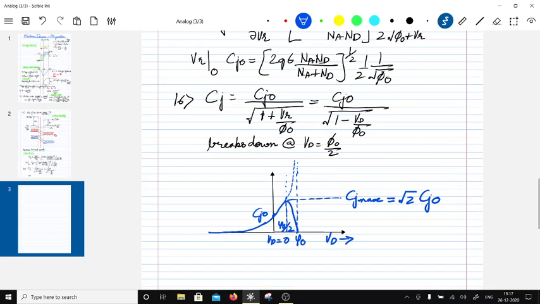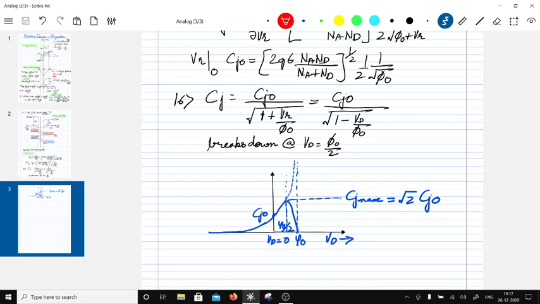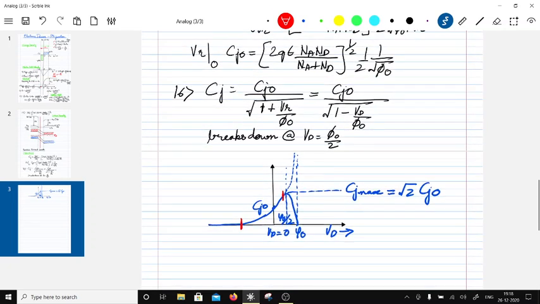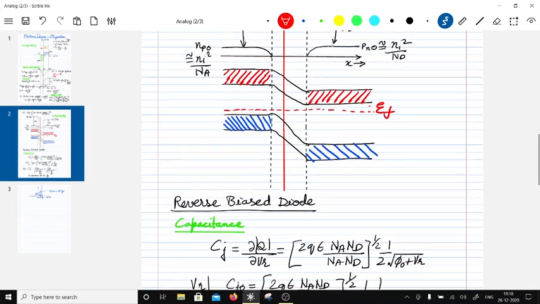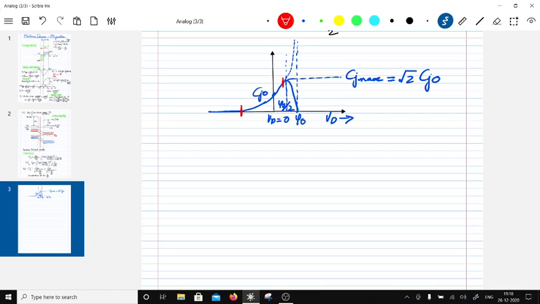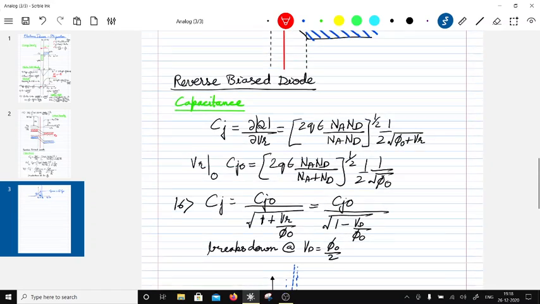So capacitance turns out to be a function of Vd. If you forward bias the diode, the capacitance keeps increasing till Vd equal to ψ0 by 2, and then it drops back. Now this region, from here to here, can be used as a voltage dependent capacitance. This can be used in a number of places. It can be used as a varactor, and in designing VCOs, which are voltage controlled oscillators. So that's one application of a PN junction diode.